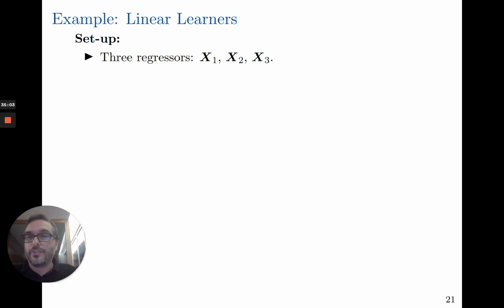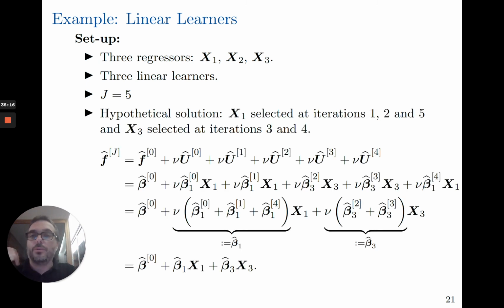Let me give you an example with linear learners. Let's suppose that we have 3 regressors, x1, x2, and x3, and so 3 linear learners. Let's assume that we have 5 iterations. Imagine that we have a hypothetical solution where x1 is selected at iterations 1, 2, and 5, and x3 is selected at iterations 3 and 4. So the final fitted model will be the initial one plus all the fitted weak learners.